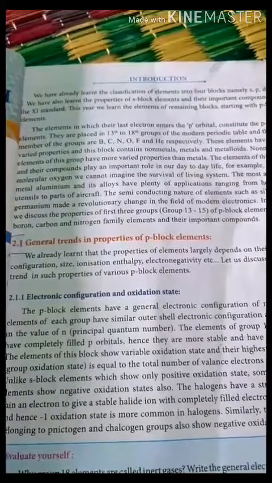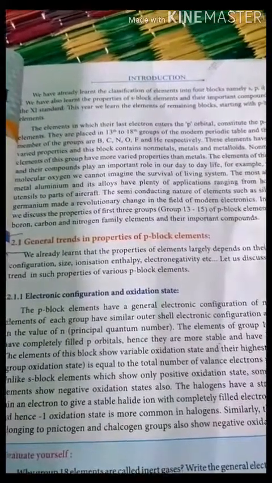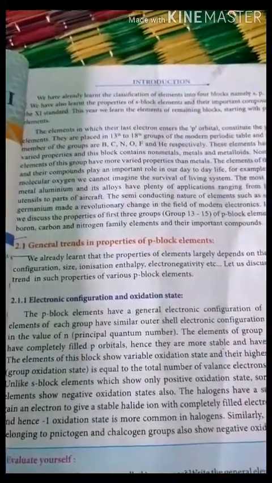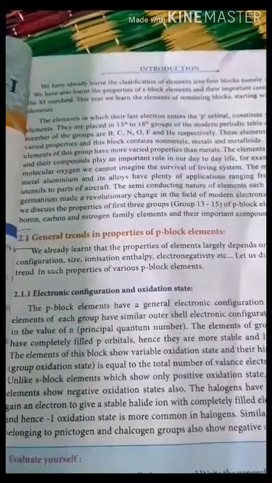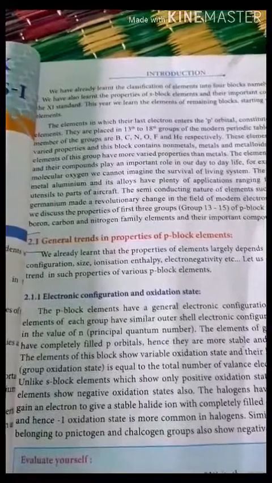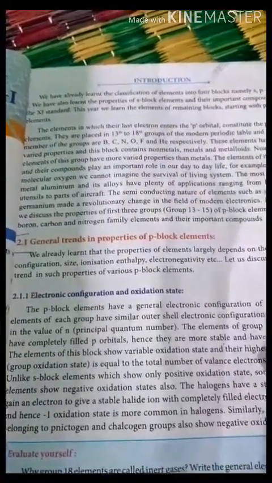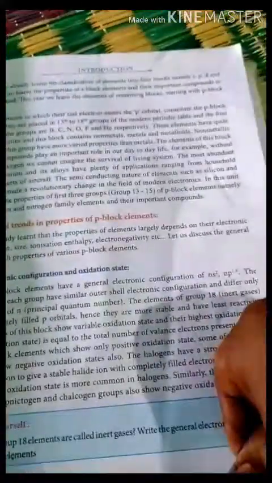So in 11th you read about hydrogen and S block elements. That's why the remaining P, D and F blocks will be discussed in this academic year, 12th. First we'll start with P block 1. Generally P block elements start from group 13 to 18 groups.